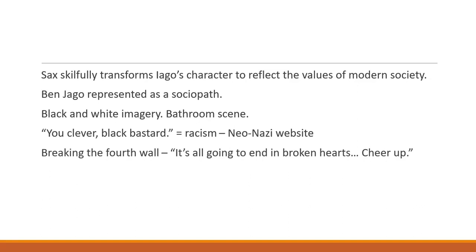Similar to soliloquy, Iago breaks the fourth wall and speaks directly to camera to vent his anger. When he states, "It's all going to end in broken hearts, cheer up," we become an accomplice to his mischief. Now this scene is strengthened by cut shots, undershots and spinning shots that tell of Iago's internalised rage.